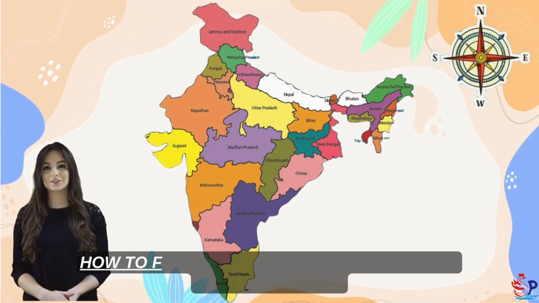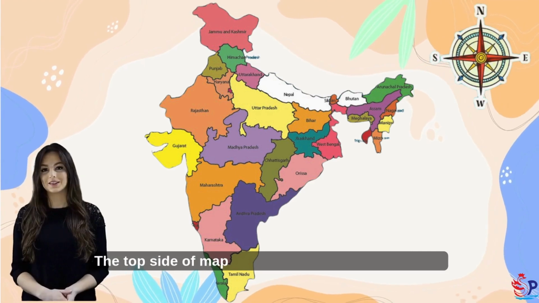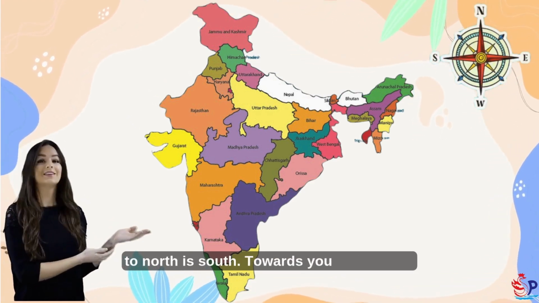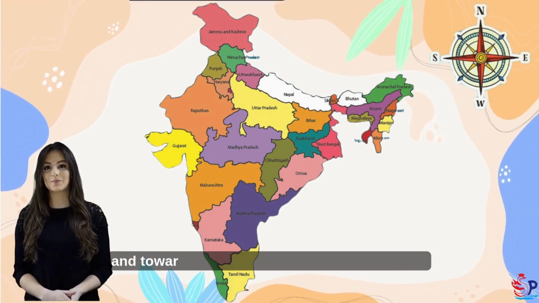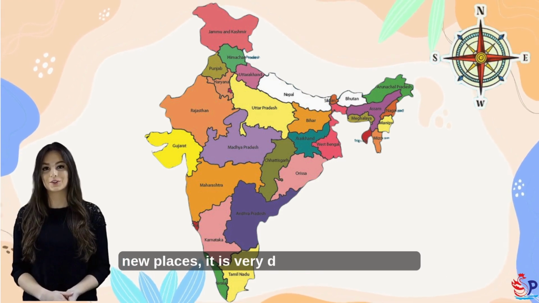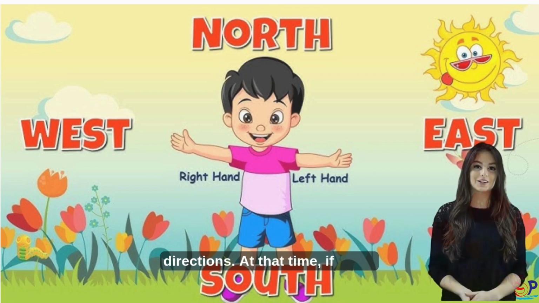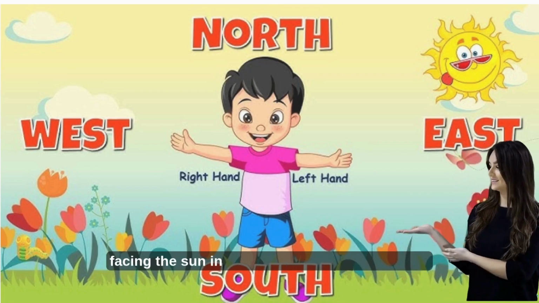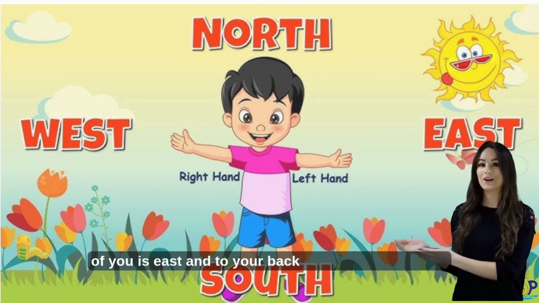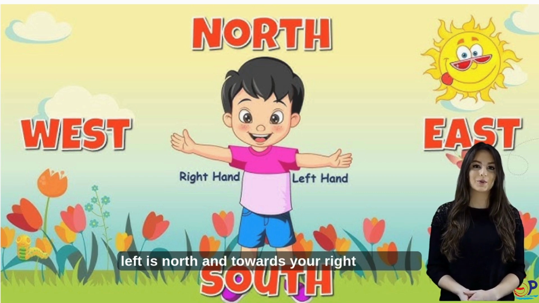How to find out the direction on a map? When you face a map, the top side of the map is north, and the direction opposite to north is south. Towards your left is west and towards your right is east. When you go to new places, it is very difficult to find out the directions. At that time, if you stand facing the sun in the morning, the direction in front of you is east and to your back is west, towards your left is north and towards your right is south.